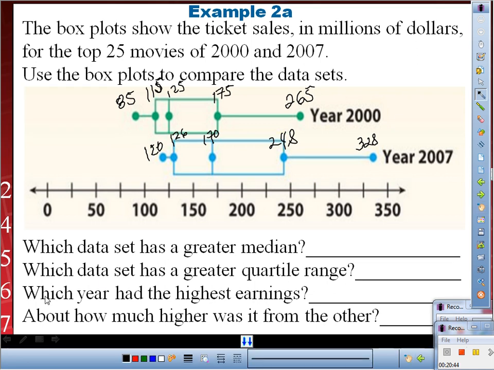So underneath that, I want you to write 1, 2, 3, 4. You need to write the questions? No, just write the numbers. So like that we can match the answer to what we're going to answer right now. It says, which data set has the greater median? Talk it over with your neighbor. Which one has the greater median?